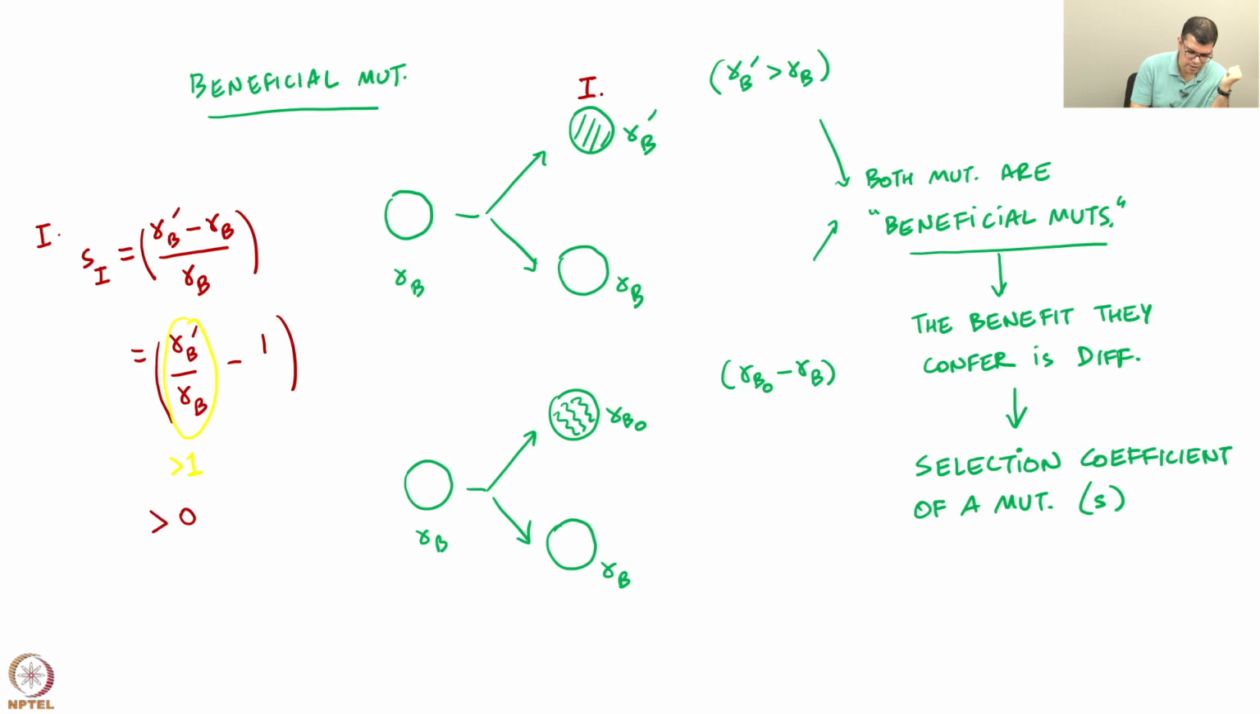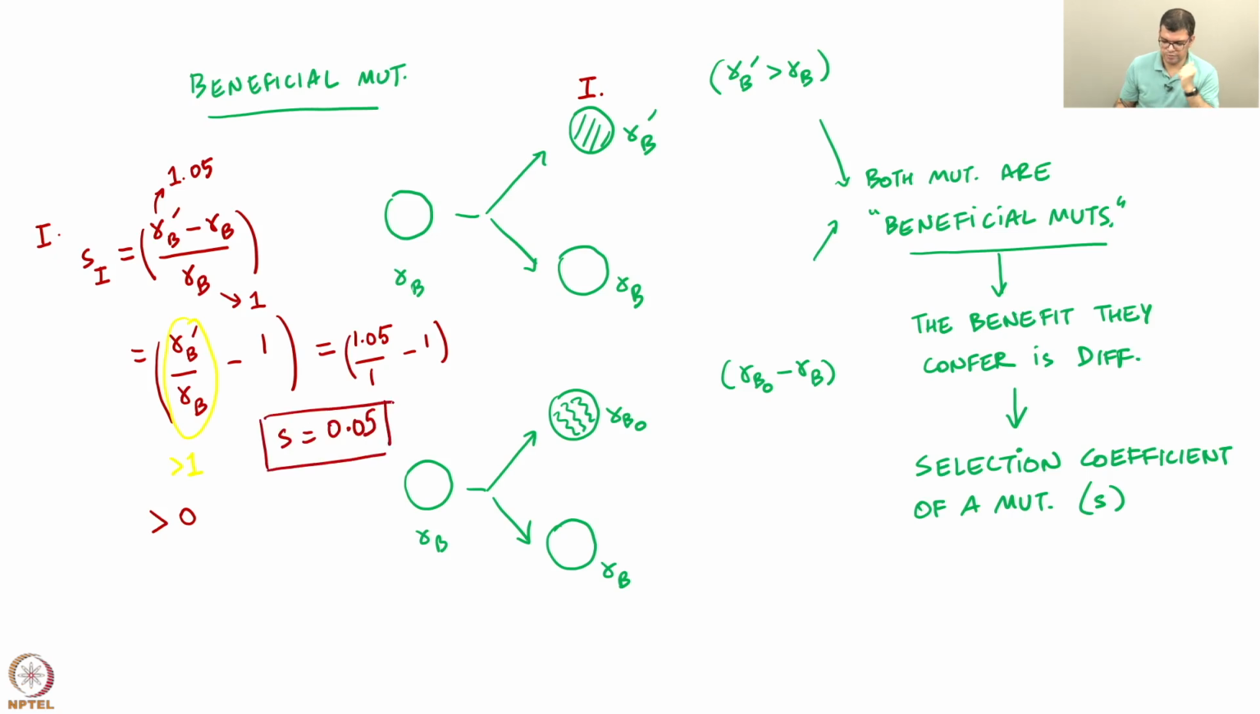So, let us say that RB, the growth rate of the parent, was 1 and RB dash, the growth rate of this new mutant which has come up, is 1.05. So, it is growing 5% faster as compared to the parent, in which case the selection coefficient associated with this mutation is going to be 1.05 divided by 1 minus 1, which is simply equal to 0.05. So, the selection coefficient associated with the first mutation is 0.05.